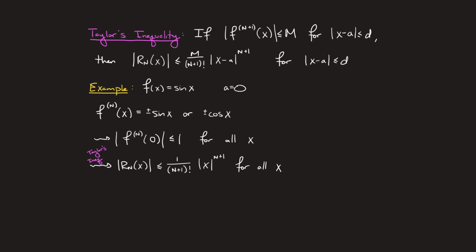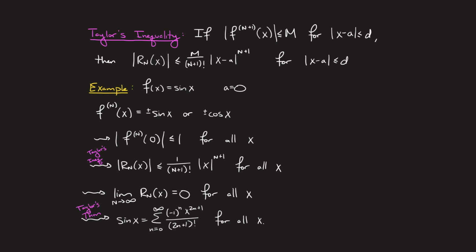Now, we notice that the right-hand side of this inequality goes to 0 as n goes to infinity. Here, we're using the idea that factorials grow faster than exponentials. So, since the upper bound goes to 0, the error must go to 0 as well. Thus, by Taylor's theorem, sine of x is actually equal to its Taylor series, which we found in the last video, for all x.